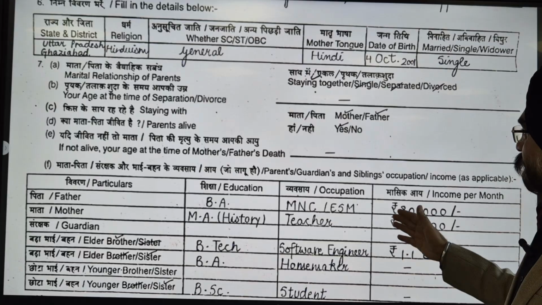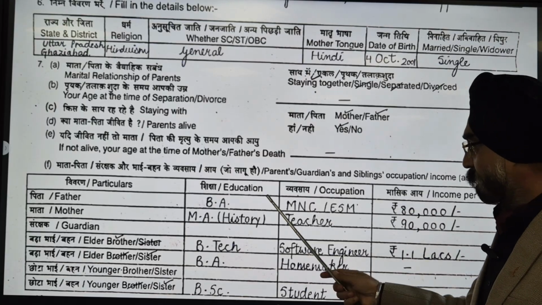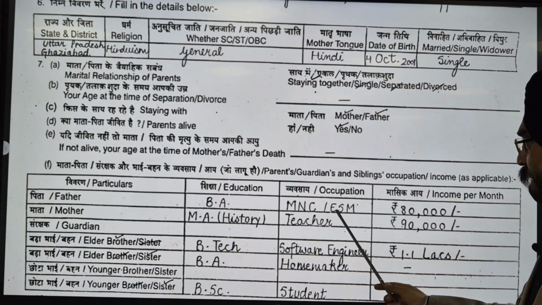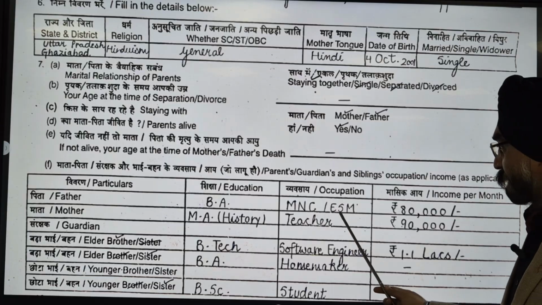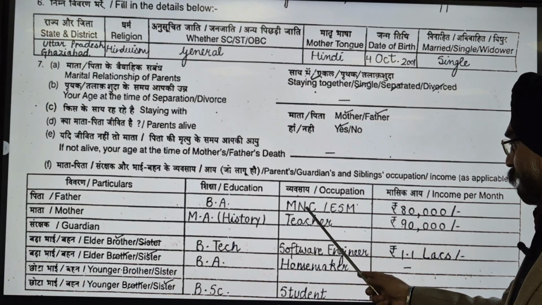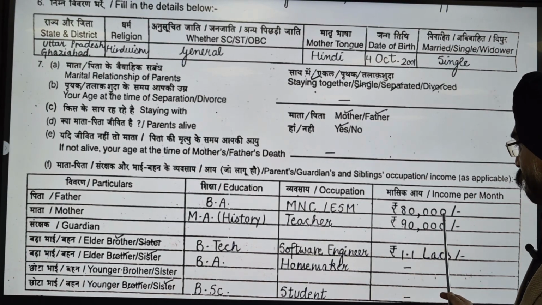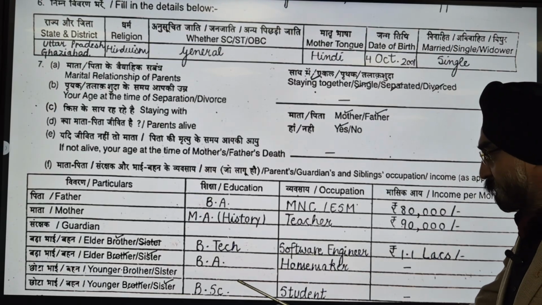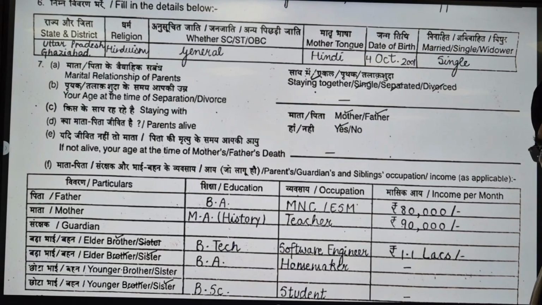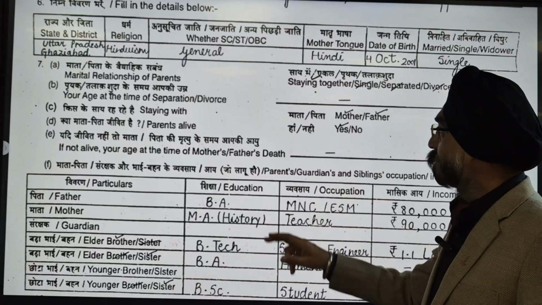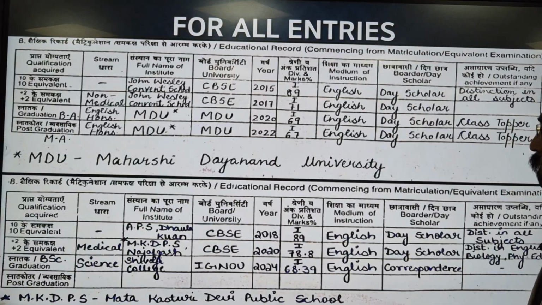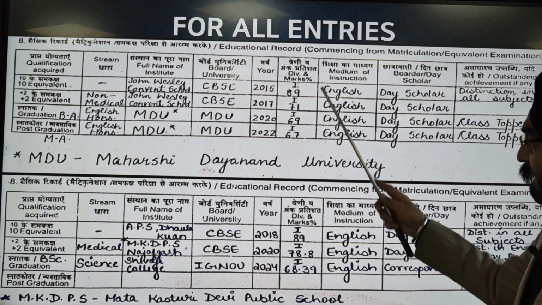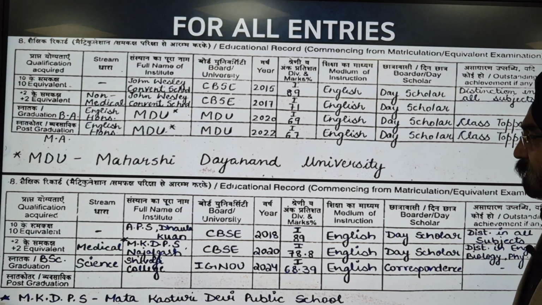Then another sample to see, for example, your father's education. He is a retired ESM, means ex-serviceman, and he's working in an MNC right now. The salary is this much. Your mother is a teacher. Your elder brother, elder sister, younger sister, what are they doing? So this is column number 8. I've shown you two samples of how this has been filled.